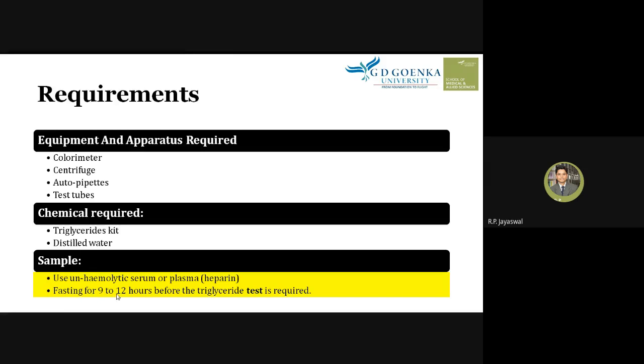Fasting for 9 to 12 hours before the triglyceride test is required. So you need to give the instruction to the patient that there should be a fasting state of 9 to 12 hours. The better time to do the test is in the morning. The patient should have a normal dinner, and after overnight sleep and rest, the patient should report to the lab in the morning and give the sample, right?